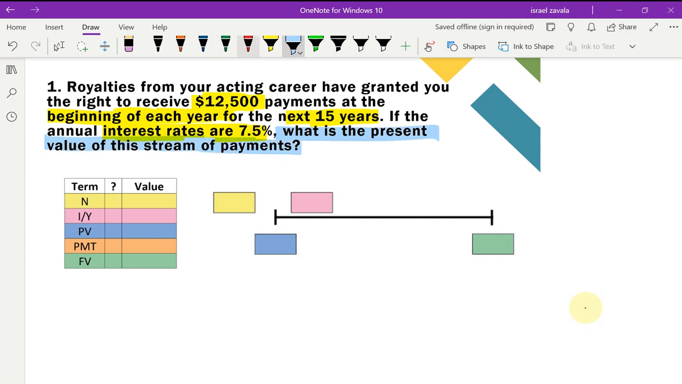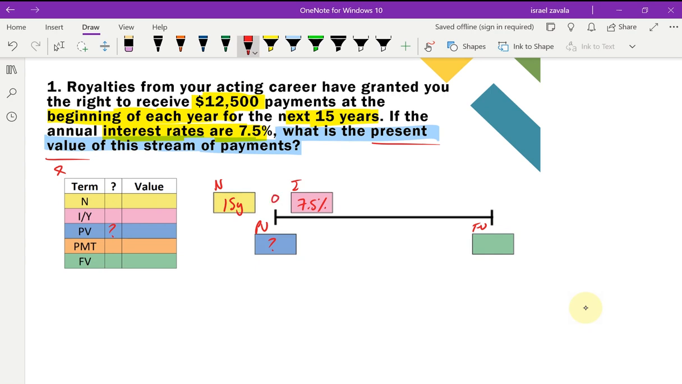Okay, so it takes too long to do both the chart and the timeline, so I'm just going to do one of them. We're looking for the present value, right? So let's fill in our timeline. N, interest, present value, future value. We're looking for present value. How many years do we have? We have 15 years. The interest rate is 7.5%. And what are our payments?